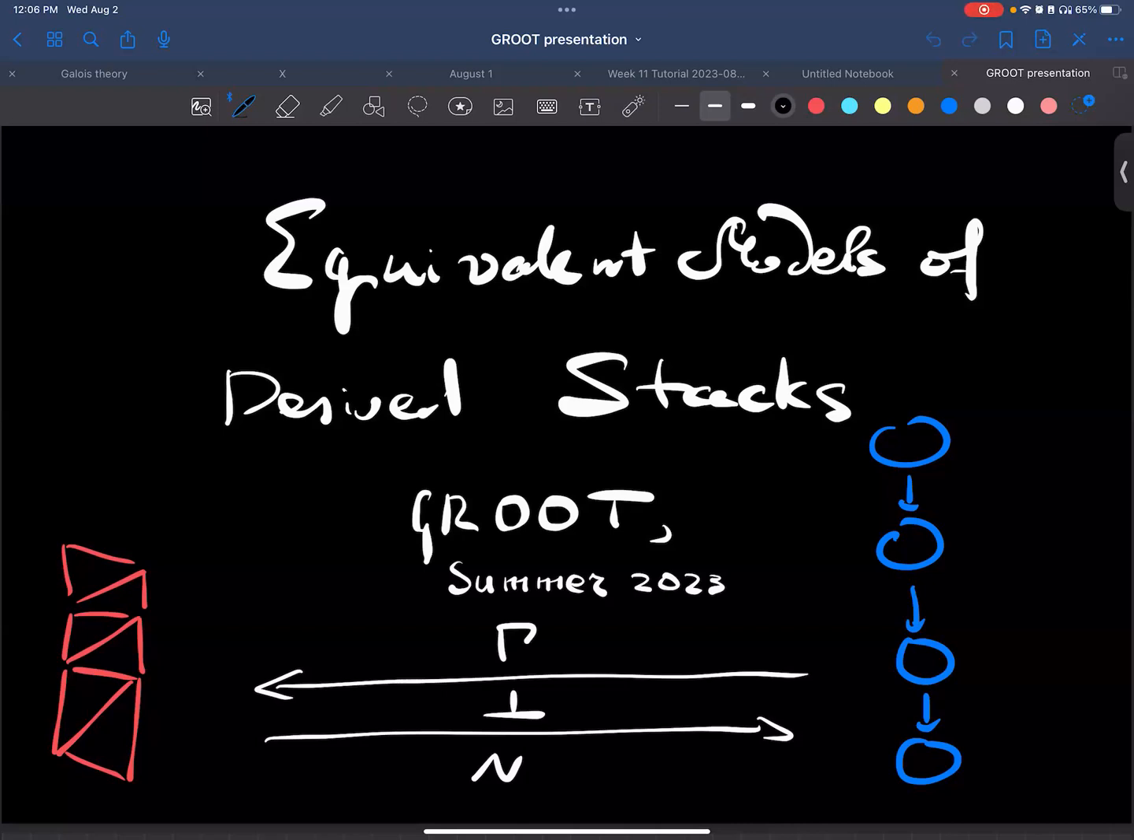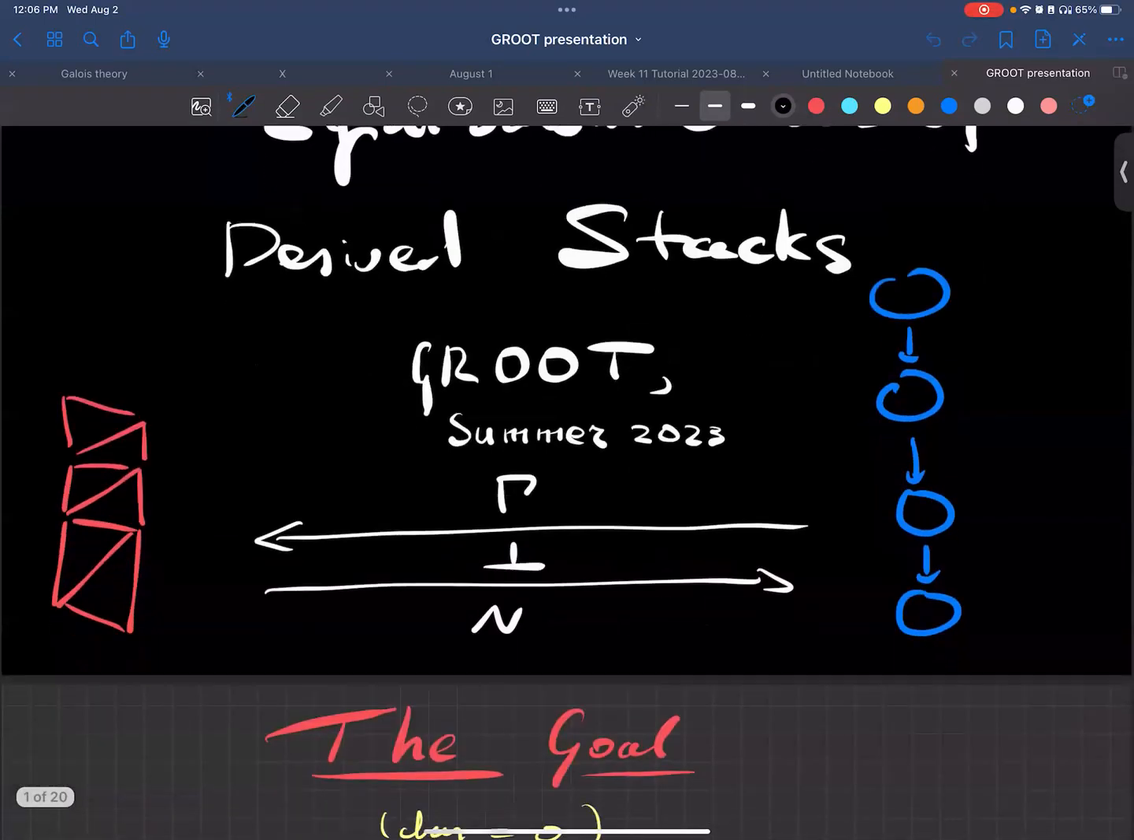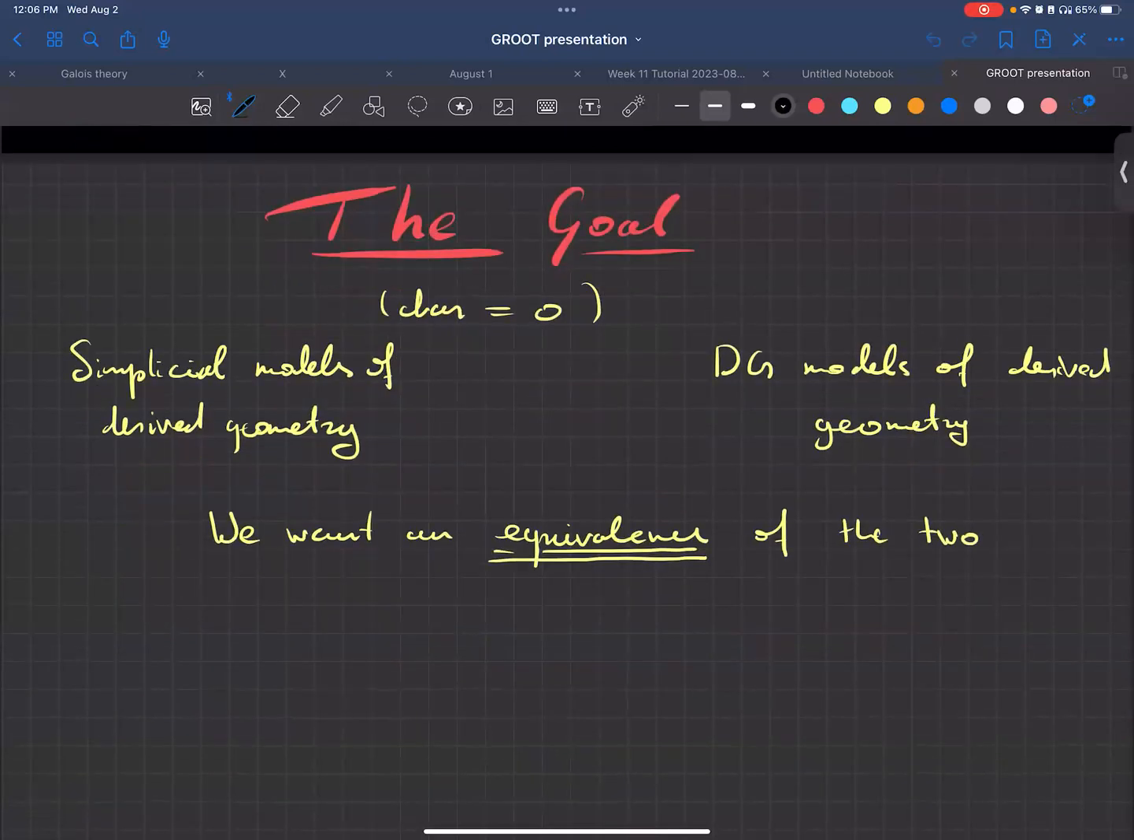Today I wanted to talk about my work with Professor Dmitry Pavlov about equivalence of models for analytic derived geometry. I will try to specify in the course of the talk what these words mean, but let's start from the general goal. We're working in characteristic zero, so everything is very simple in a sense. And we have simplicial models of derived geometry and differential graded models of derived geometry. So you have differential graded algebras and simplicial algebras, and you want an equivalence between the two.